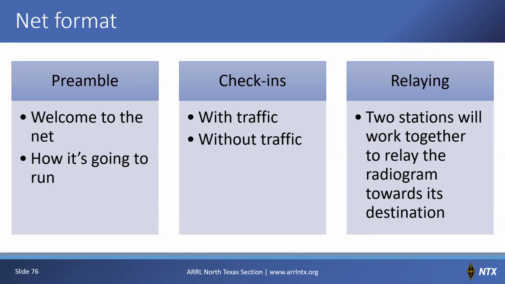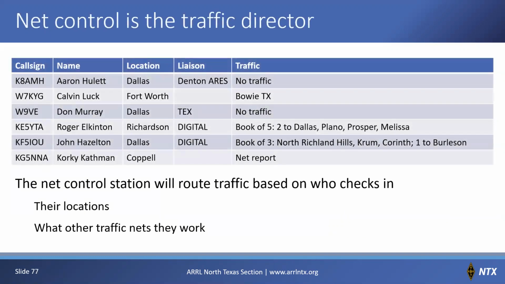Then without traffic, and that's important too, the folks that are coming in without traffic can assist with the relaying. So everybody that's checking in can help and jump in with traffic handling, whether that's traffic coming in needing local delivery or traffic that's going to head out of the area. Once all the check-ins are set, well, then the relaying begins. We'll start connecting stations and get the traffic flowing across so that we can keep it moving through the system. So how are we logging all that on the net control station side?